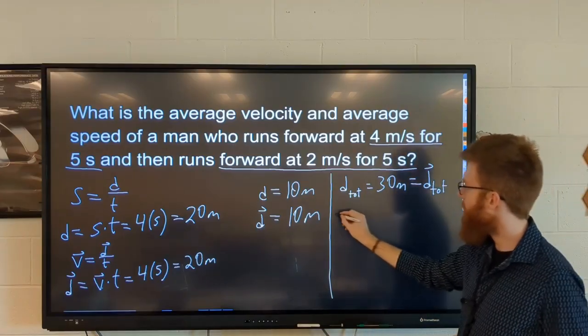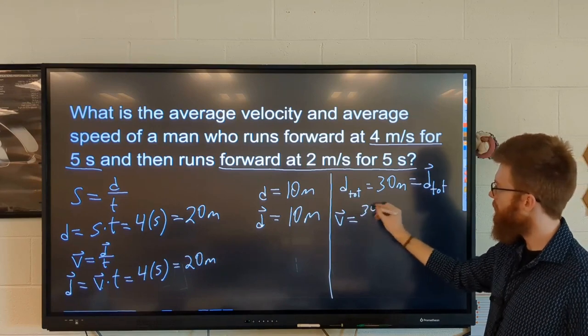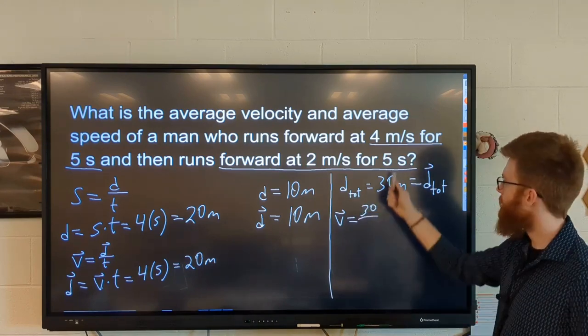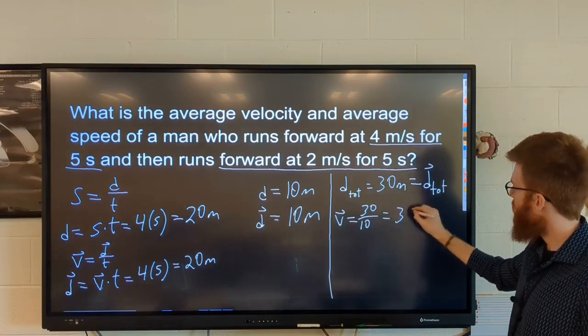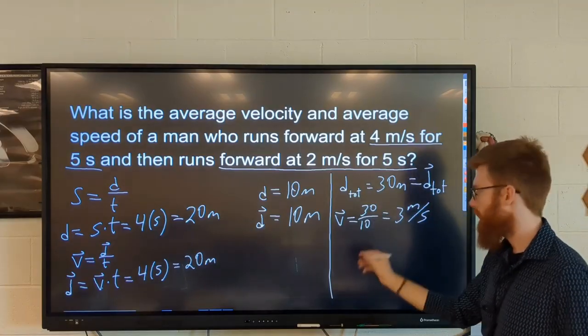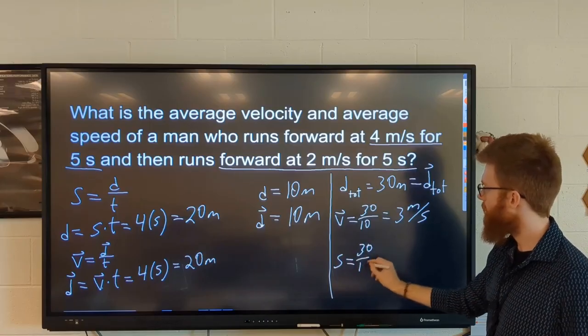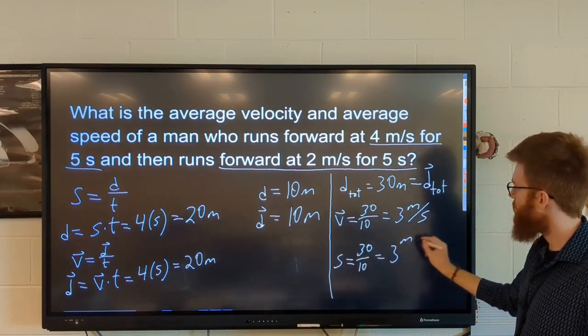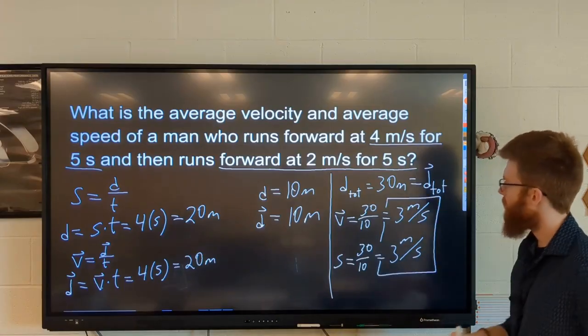So if I wanted to know his average velocity, I would do 30 divided by the total time, which was 5 plus 5, so 10. That's 3 meters per second. And again, for speed, it turns out the same in this case. 30 divided by 10, 3 meters per second. And there we go.